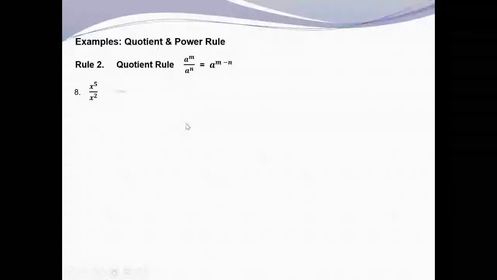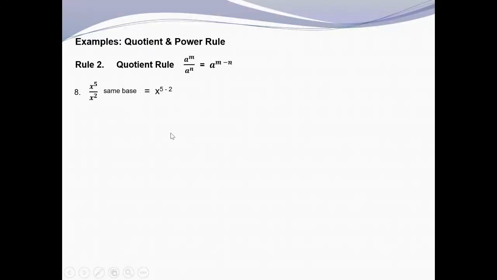Now, these are examples for the quotient and the power rule. Here's the quotient rule: if you have a to the m divided by a to the n, it is equal to a to the m minus n. So again, if they are the same base, we subtract the exponents. Example: same base, right? So we apply the rule. It'll be 5 minus 2, which is equal to x cubed.